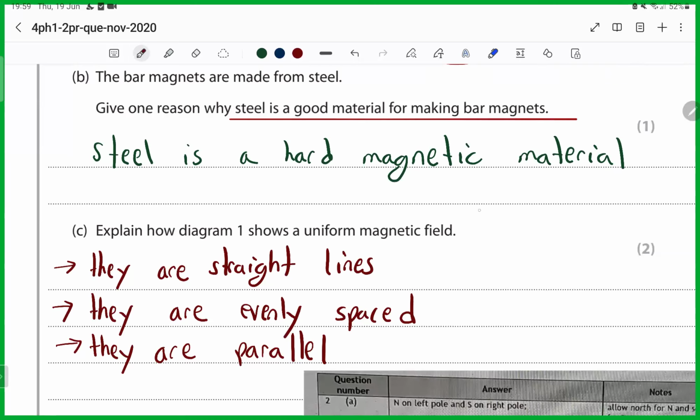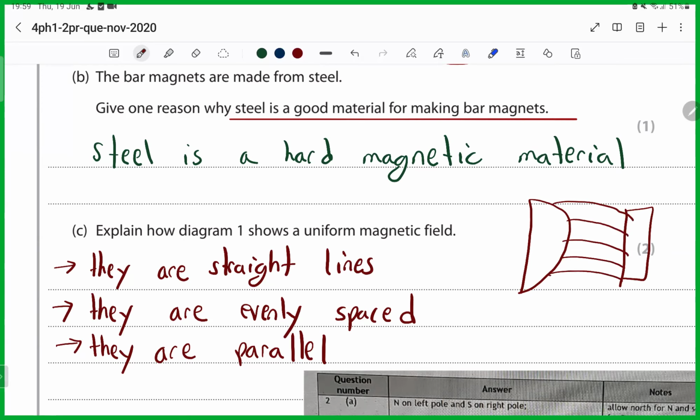a magnet, for example, like this, a curved magnet, and here is another curved magnet, separate, or a straight magnet. Probably the magnetic field lines will be a bit curved here. So they can ask you to explain how this diagram shows that the magnetic field lines are not uniform. If they tell you that they are not uniform, you have to say that they are not straight lines, they are not evenly spaced, and they are not parallel. The opposite answer you have to say.